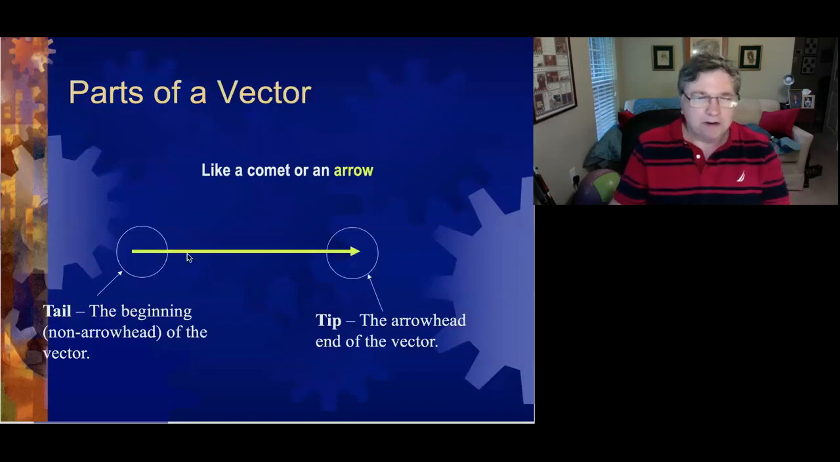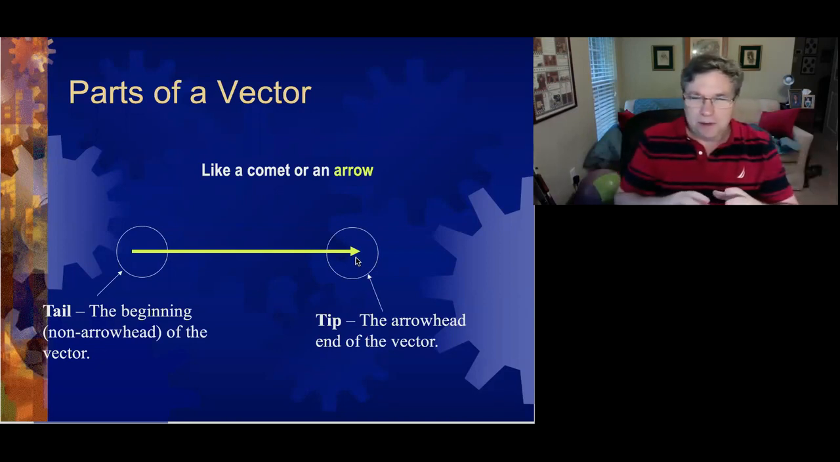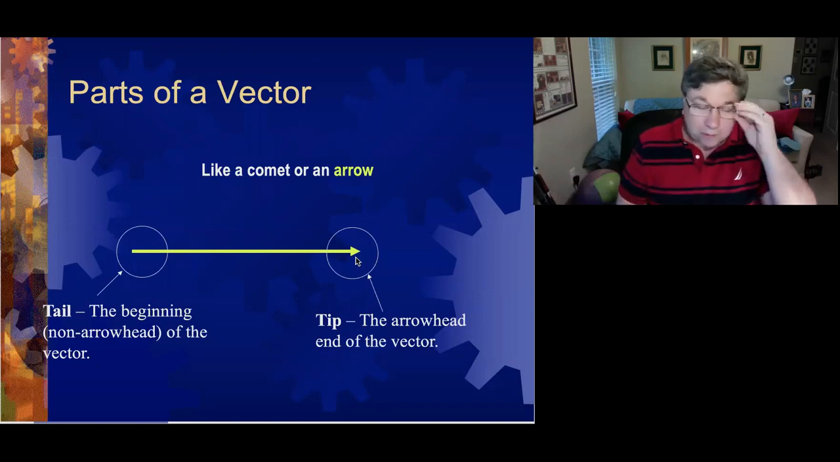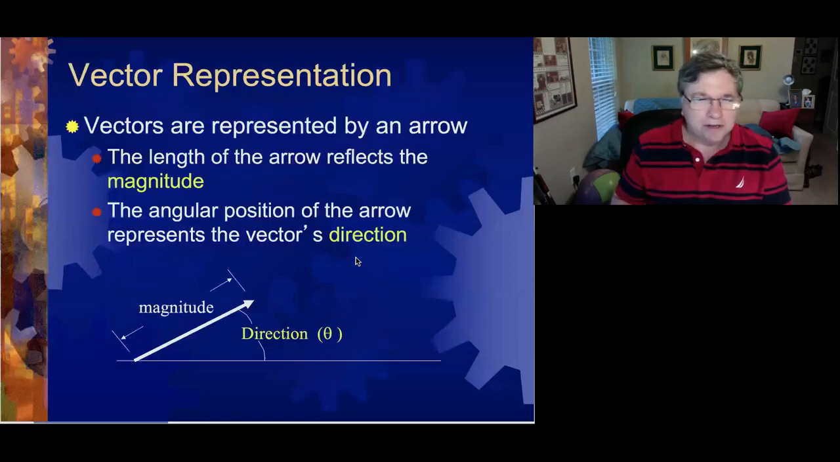So parts of a vector: there is a tail or a beginning, and a tip or the end. That's where the vector's pointing. It could be a force, it could be the velocity of motion of a ball, or a sailboat, it could be pretty much anything. It could be someone running the 100-meter dash. So again, magnitude's the length, and direction we usually reference against a horizontal or a vertical line.